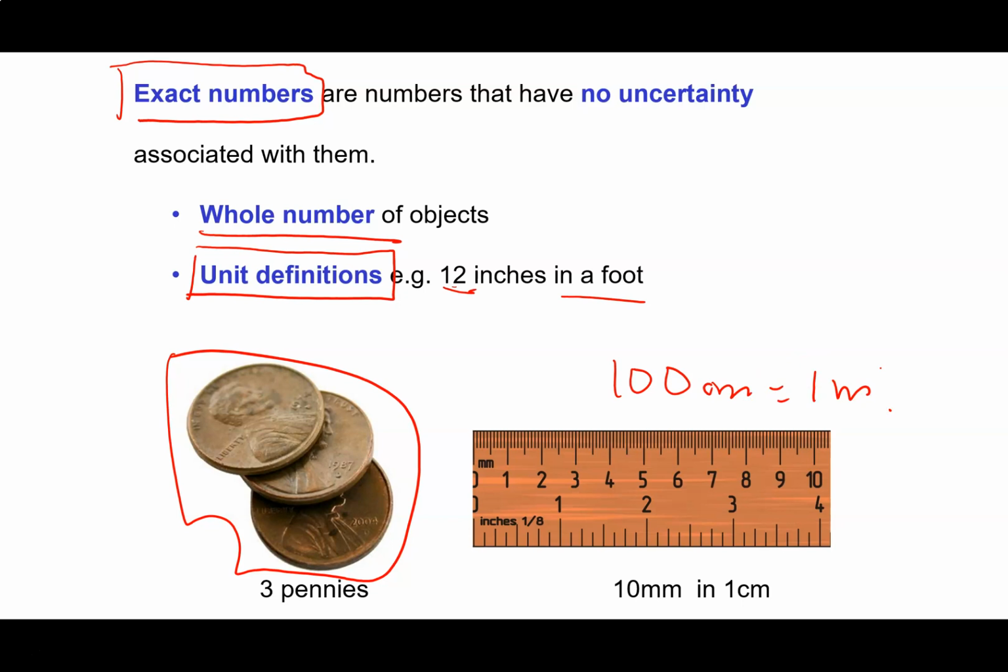The reason that those numbers have no uncertainty associated with them is because we made them that way, right? There are exactly 12 inches in a foot because we said so. There's no uncertainty about that. So those numbers are described as being exact numbers. Later on, we'll say that exact numbers have infinite significant figures, right? They have infinite sig figs. That's another way of saying that a number is an exact number.